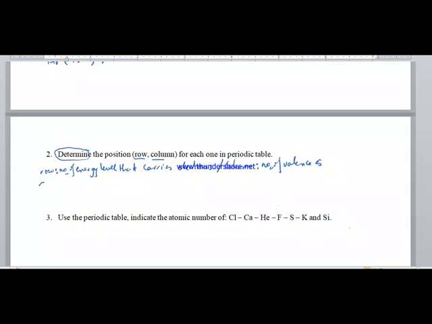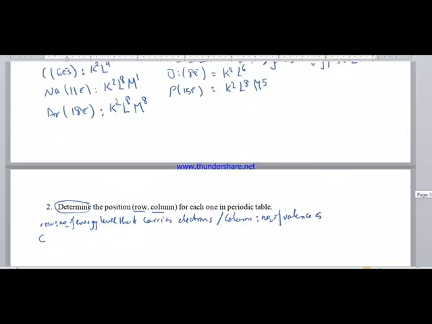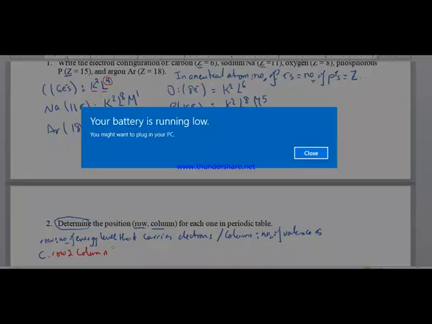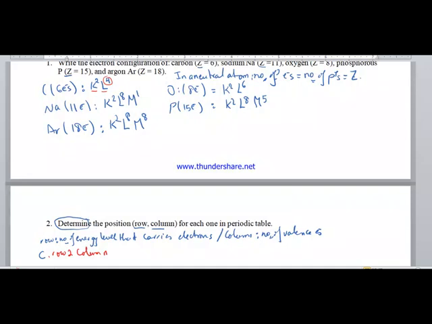So for carbon, if we return to the electron configuration of carbon, carbon has K2, L4. We have 2 energy levels, so row 2, with 4 valence electrons. So here row 2. For the column, as we say, when we have more than 2 valence electrons, we add 10. So column 14. Sorry, the column number of carbon is 14.